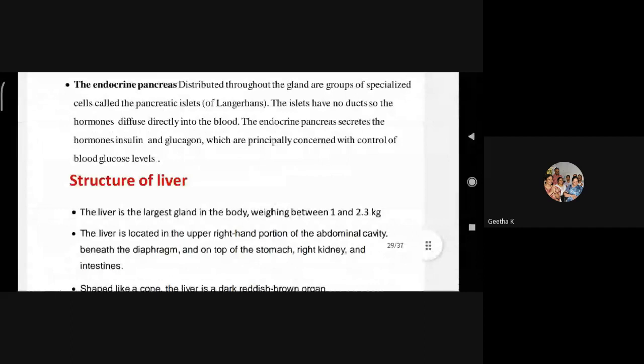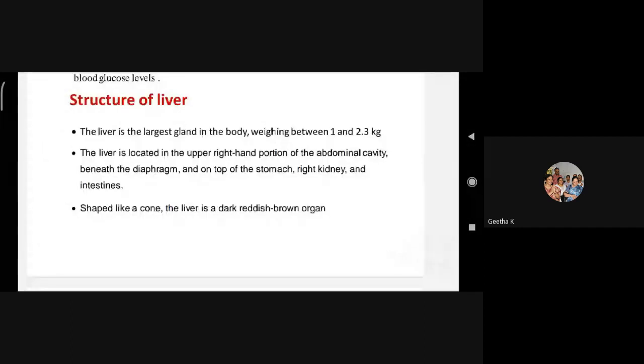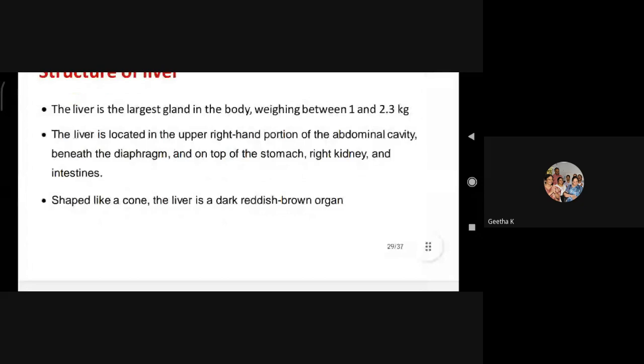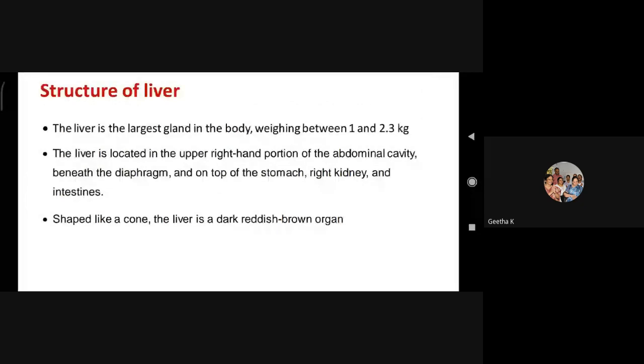So today, the structure of liver. We will see the structure of liver at first. The liver is the largest gland in the body, weighing between 1 and 2.3 kg. So it is one of the most important points in case of liver. From a question point of view, which is the largest gland of the human body? The largest gland of the human body is the liver, and the weight of liver is between 1 kg to 2.3 kg. In between this range, liver is weighted.